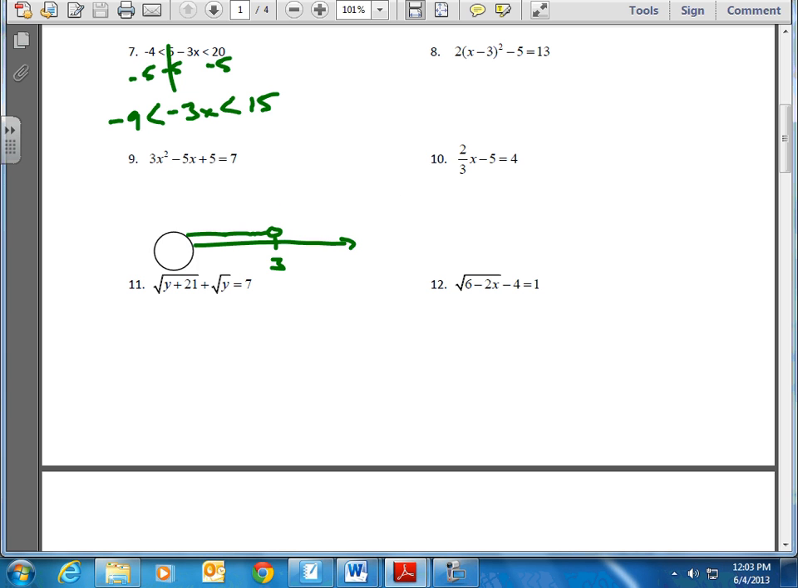Okay, question 8. Remember, on any of these, if you get stuck, if I'm going too fast, hit pause, listen to it again, rewind it. If I'm going too slow, fast forward it, whatever you need to do. Question 8, back to a quadratic.